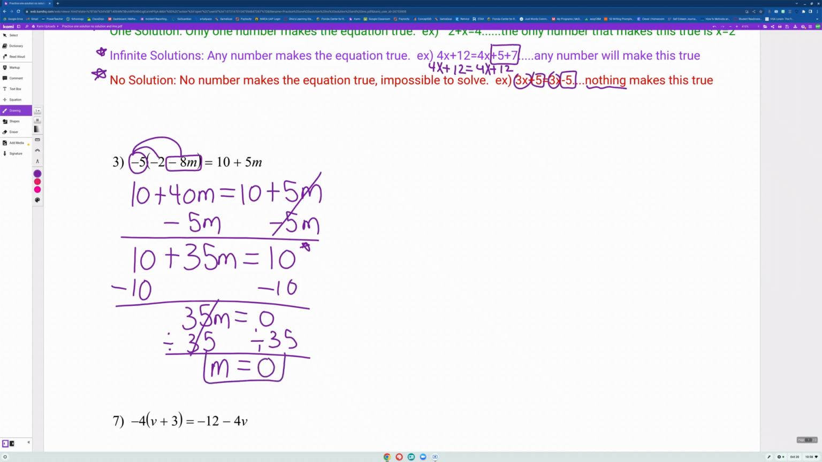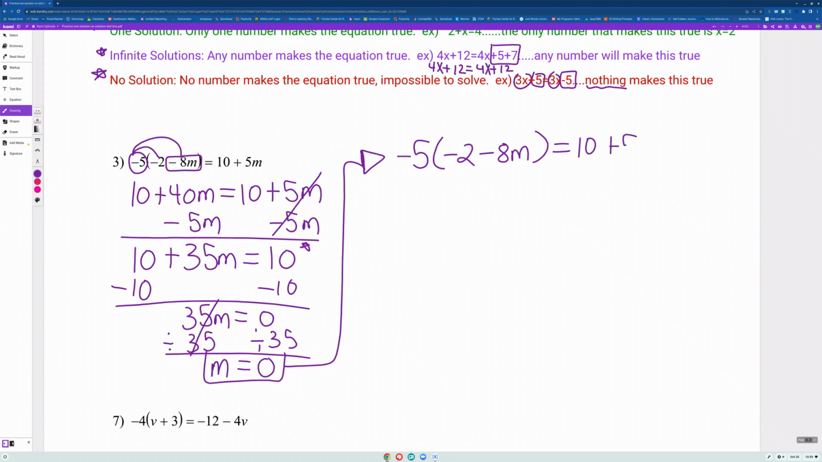Now, because I got 0, I'm a little skeptical, so I'm always going to go ahead and just double check my answer. So to do that, I'm going to rewrite my problem. -5 times -2 minus 8m. And if I'm correct, that should be equal to 10 plus 5m. All right, so now I'm going to rewrite it, but instead of writing m, I'm going to plug in my 0.